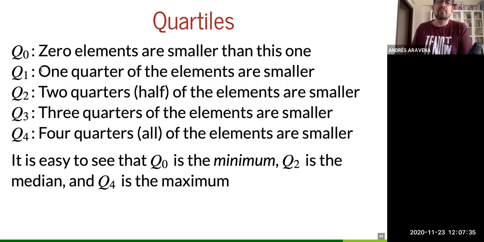Zeynep is right that Q1 is always between Q0 and Q2, but it's not necessarily in the middle. It depends on how the numbers are organized. They can be packed in different orders, and the Q1 will move depending on how they are organized. So these five numbers give you an idea of what is the minimum, what is the maximum, what is in the middle, and more or less how they are grouped.